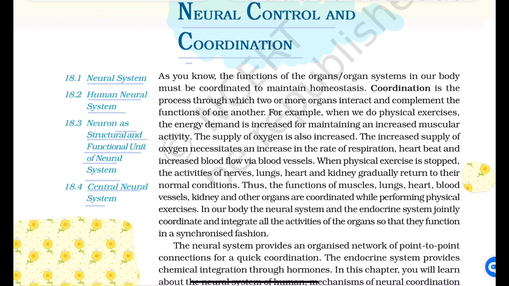As you know, the function of the organs or organ systems in our body must be coordinated to maintain homeostasis. Coordination is a process through which two or more organs interact and complement the function of one another. For example, when we do physical exercises, the energy demand is increased for maintaining an increased muscular activity. The supply of oxygen is also increased.